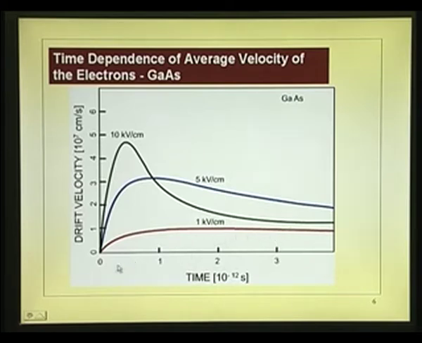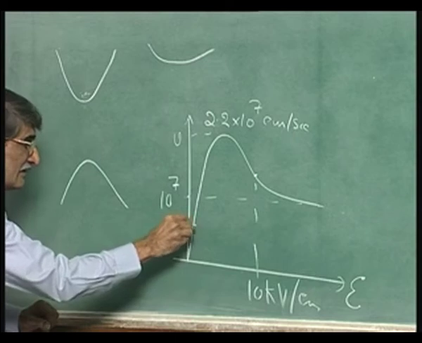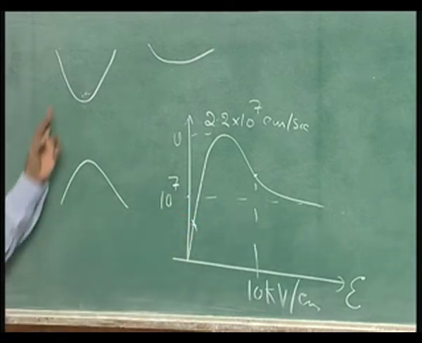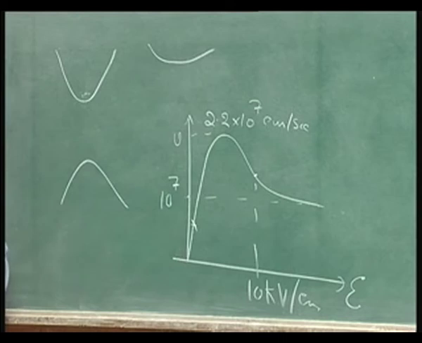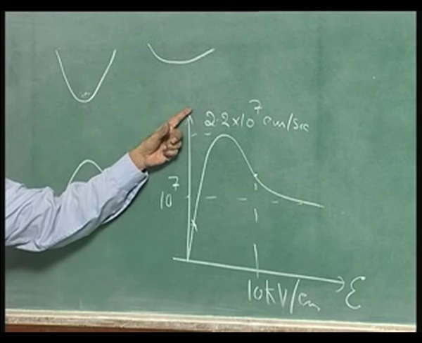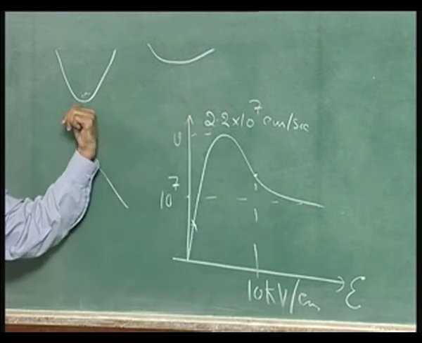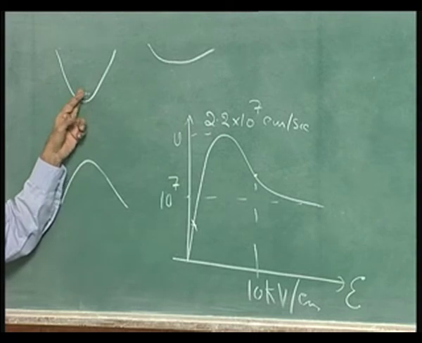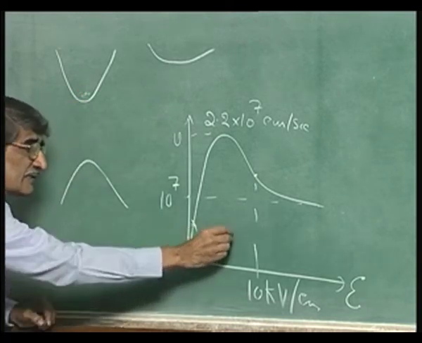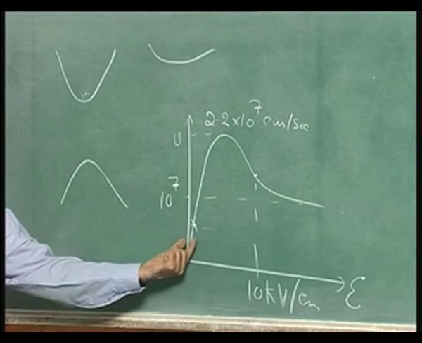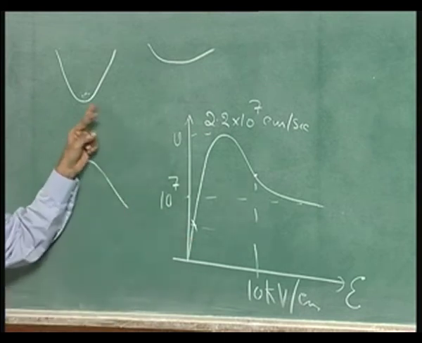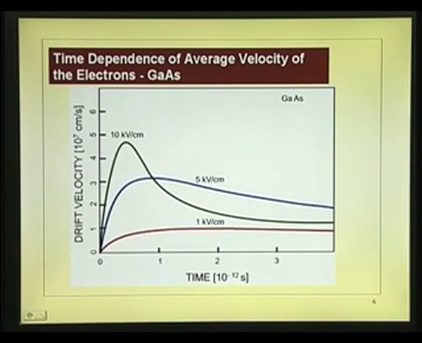If I apply 1 kV per centimeter, what would happen? With 1 kV per centimeter, you are here. It does not move from here to here. Only when you apply 3 kV per centimeter and above, it has a chance to go from here to here. Okay? So, at 1 kV per centimeter, it will remain in this portion and it will just go into that portion and settle down. There is a time gap by the time it acquires that energy. So, 1 kV per centimeter, you see that is a curve.